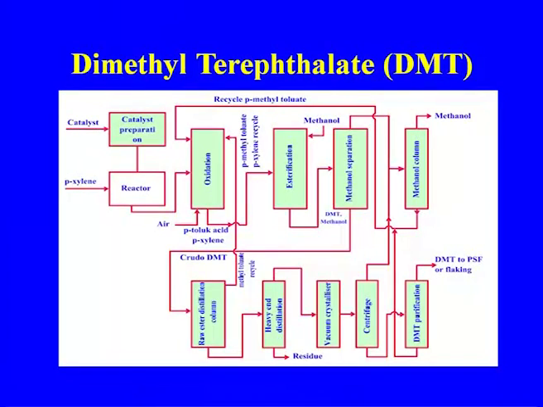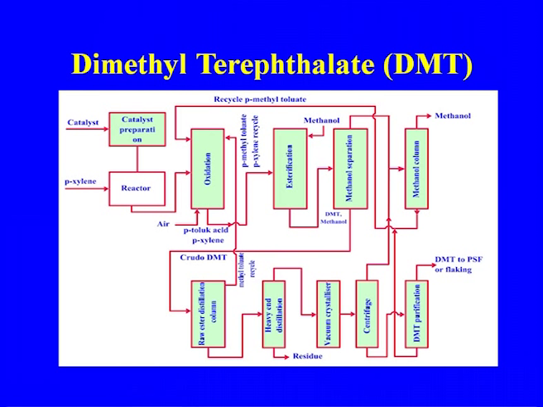This is the process for dimethyl terephthalate. The paraxylene goes to the catalyst preparation section, then the paraxylene goes to the reaction system, oxidation and esterification, where methanol is used. As I told you, during the process methanol is again generated in the reaction, and the final DMT goes to the polyester plant for making polyester, that is, the polymerization of the DMT.